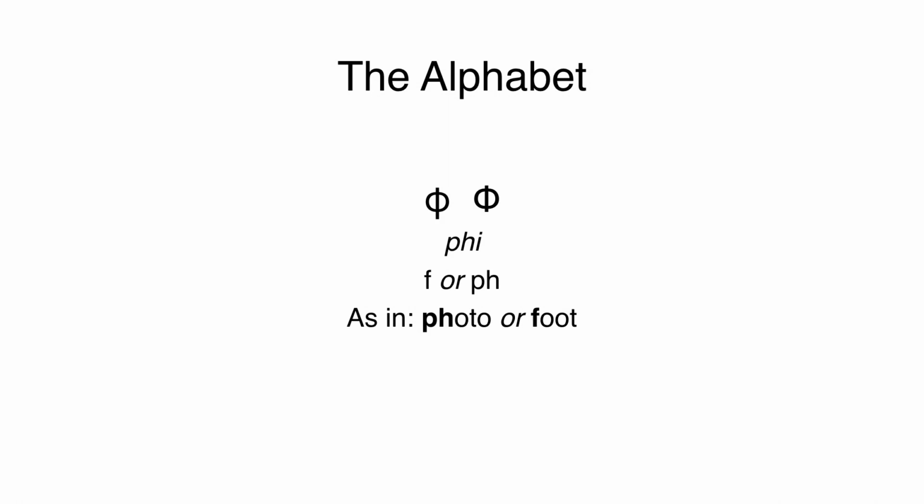Next we come to phi. If we imagine our line here, this is a circle sitting on the line with a stem running through it. The uppercase version looks much the same, but generally the circle figure is a little wider and the stem is shorter. This is an F or a PH kind of sound. For both pronunciation systems, it's like the PH in photo or the F in foot. That's phi.